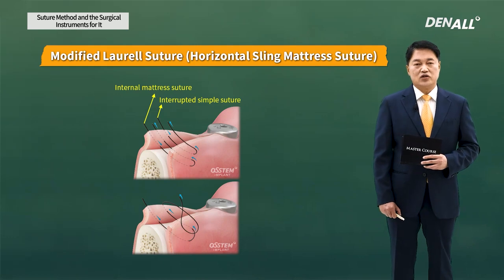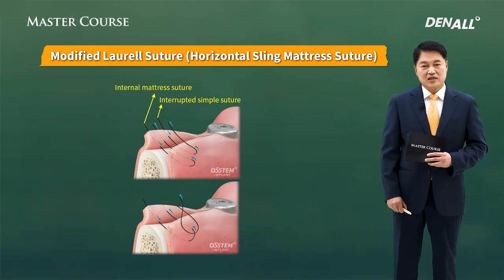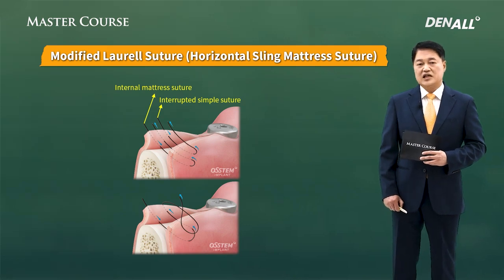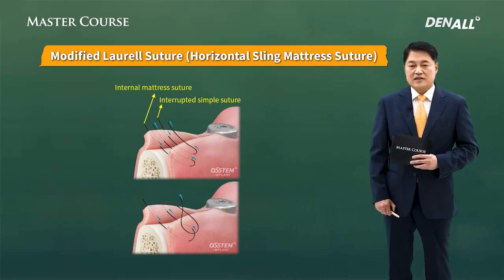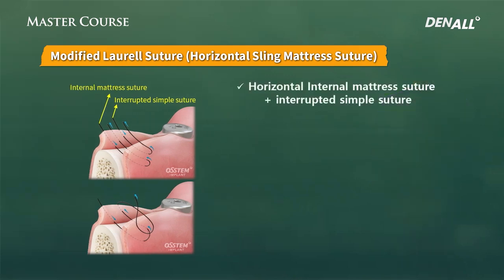Next suture I want to talk about is the modified Laurel suture or horizontal sling mattress suture. This suture is something that I use very often when I perform GBR. As you may know, if you do a horizontal internal mattress suture, the sides or planes connect together, but the incision line sometimes opens up. So you have to do an interrupted simple suture also. But this can be inconvenient.